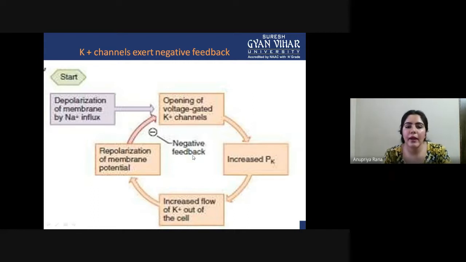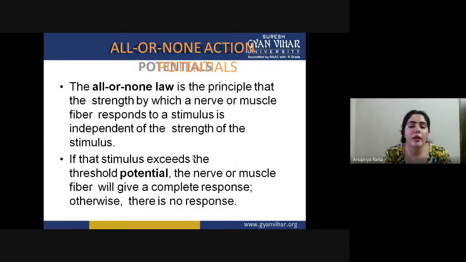This negative feedback stops the action potential after some time, when enough information has been transferred or for some other reasons. The all or none law is the principle that the strength by which a nerve or muscle fiber responds to a stimulus is independent of the strength of the stimulus. This is the principal thing here: a nerve cell or muscle fiber responds to stimuli according to this law.